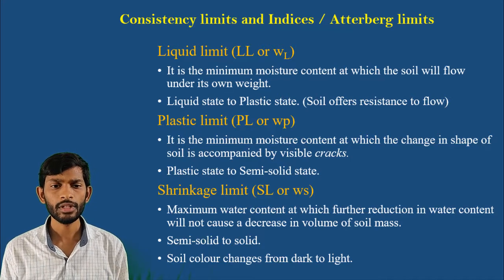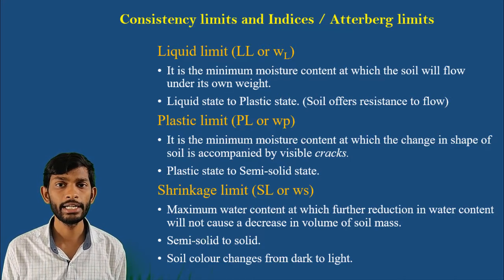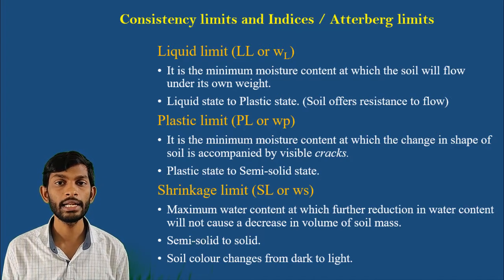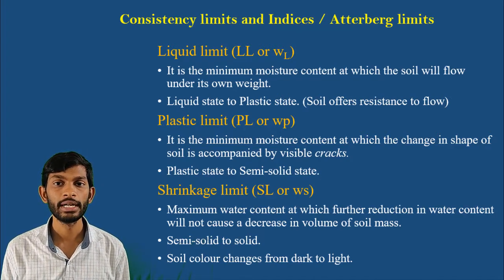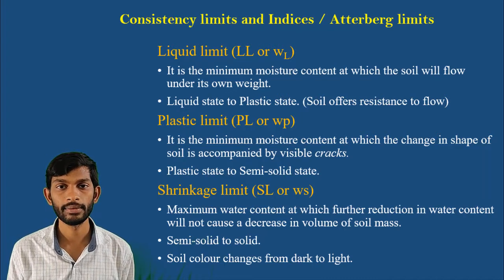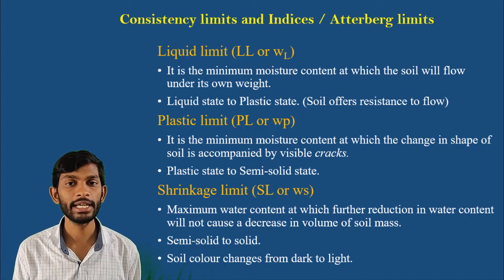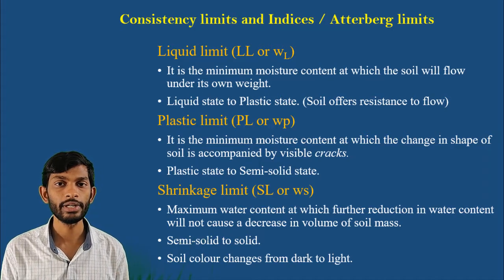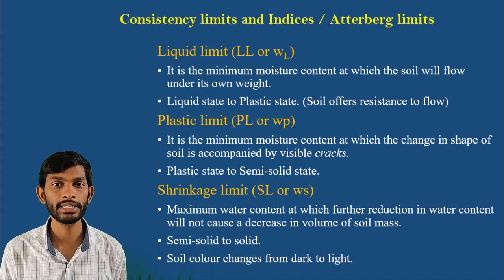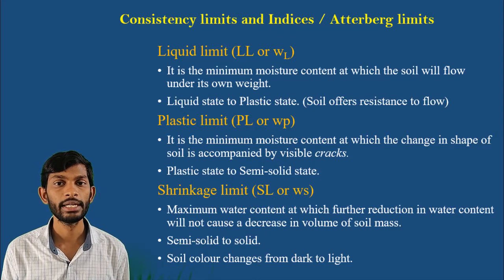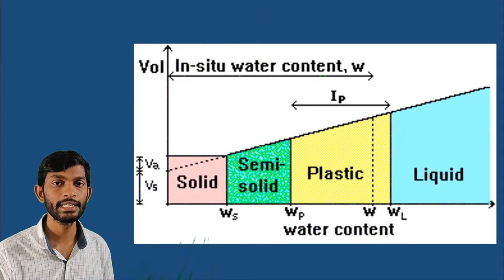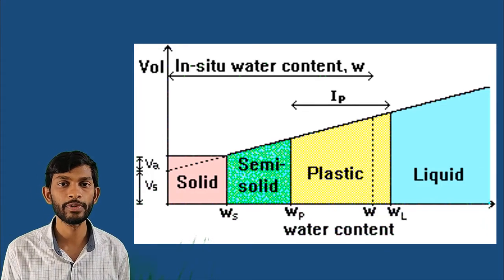Okay. In order to identify the shrinkage limit of soil, you can clearly identify that the color of the soil will change from dark color to light color. So when will you say a soil sample has reached its shrinkage limit? When the color of the soil sample changes from dark to light. So these are the different consistency limits, or Atterberg limits, which we have.